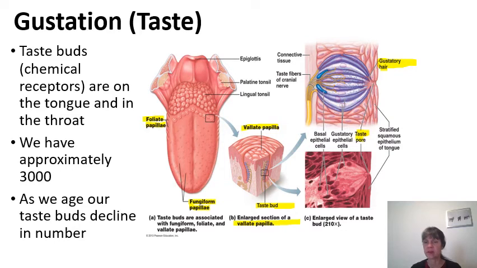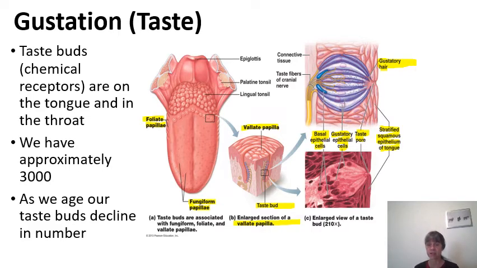This is all embedded in stratified squamous epithelium found on the surface of the tongue. And the taste bud is made up of gustatory epithelial cells, which you can see in dark purple, as well as basal epithelial cells, which help support the gustatory epithelial cells. And we can also see the taste fibers of the cranial nerve supplying this taste bud.